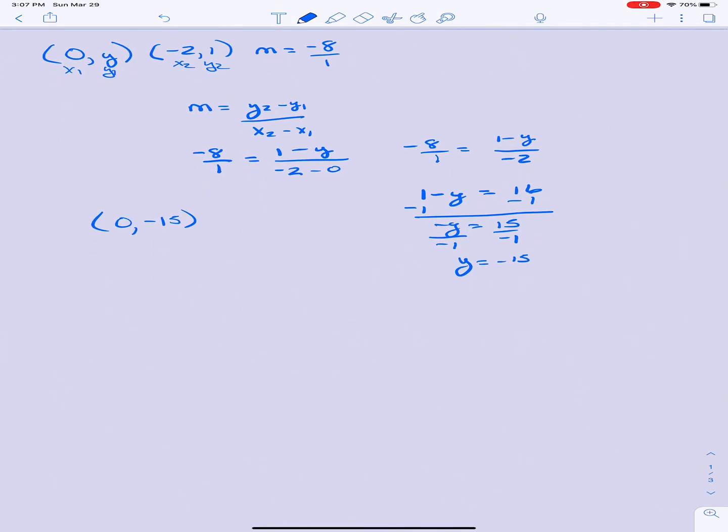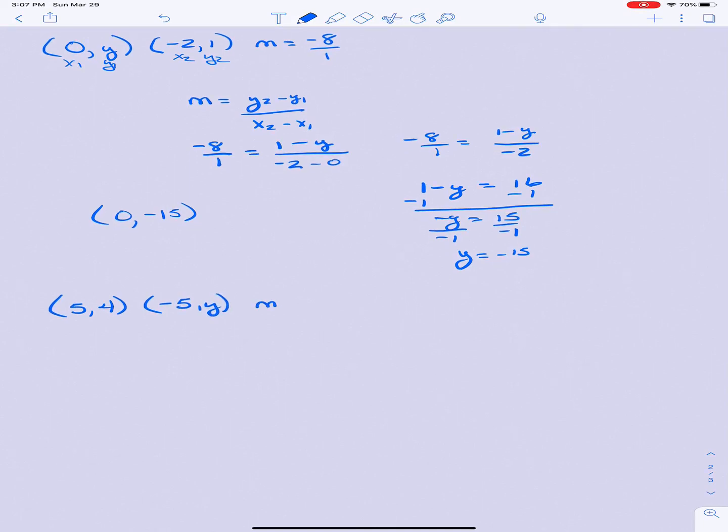So we're going to do 5, 4. And the second coordinate is missing its y. And its slope is 3/5. So write our equation out. m equals y2 minus y1 over x2 minus x1. Again, let's label everything. And I find when I label things, even as a math teacher, I tend to do this so that I don't miss anything. As you notice, I just made a mistake. So here we go.